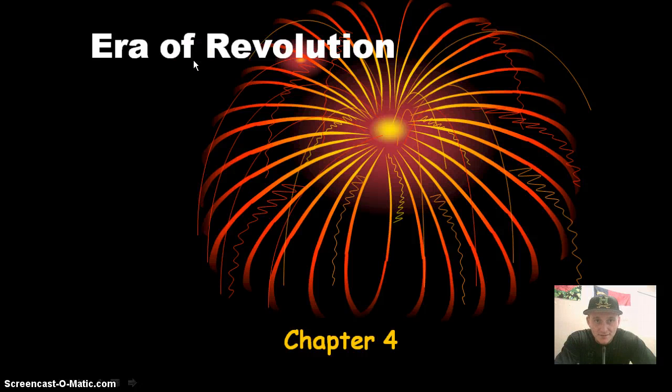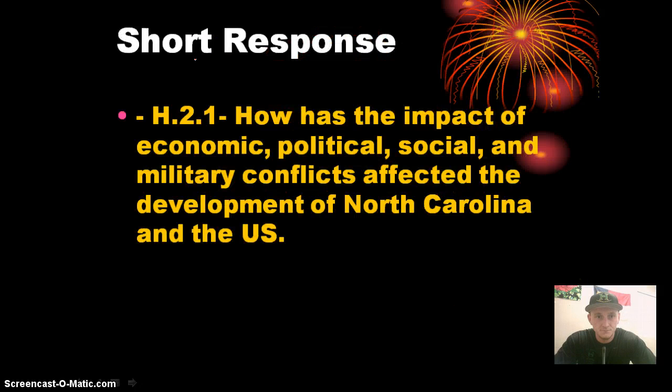All right, chapter 4 is Era of Revolution. Okay, we talked about this the very first little bit. You did a short response. You should be able to get a page out of this. How has the impact of economic, political, social, and military conflicts affected the development of North Carolina and the United States? When you answer this, and you will see this again, there are 4 parts to it: economic, dealing with money; political, dealing with politics; social is person to person; military conflicts, dealing with more of your war. Okay, and how did each one of these affect North Carolina and the development of the United States of America?